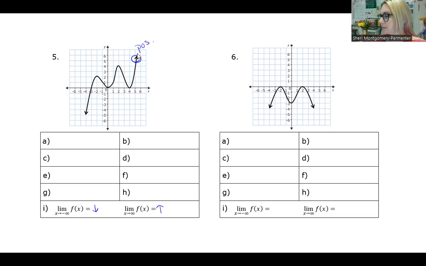More technically correct, when you're pointing down, it's negative infinity, and when you're pointing up, it's positive infinity. But that's more like once you get to calculus. I am okay with you putting arrows for right now. So while we're at it, let's go ahead and put the limit for number 6. What do I put here? Oh, down and down. Down and down.